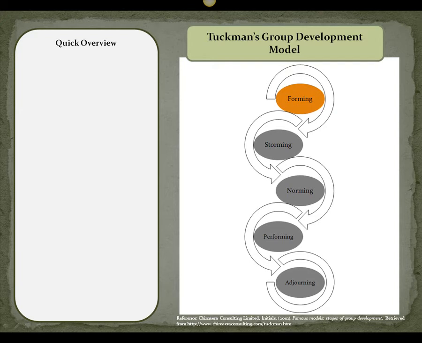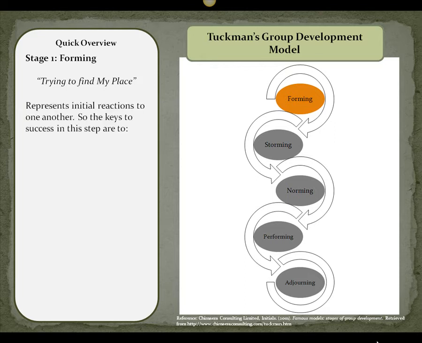So we'll look at each of these 5 stages in Tuckman's group development model. The first is forming. It's talking about trying to find your place within the community, and this is referring to the residents, not necessarily you as a resident assistant. To go into it more, it represents initial reactions to one another. So there's a lot of important things that you have to do to facilitate good initial reactions between residents.